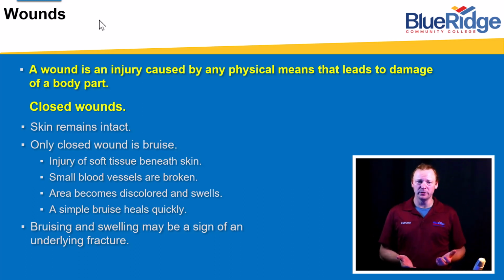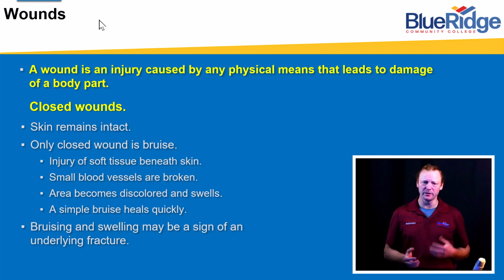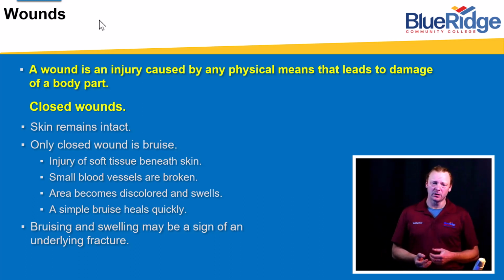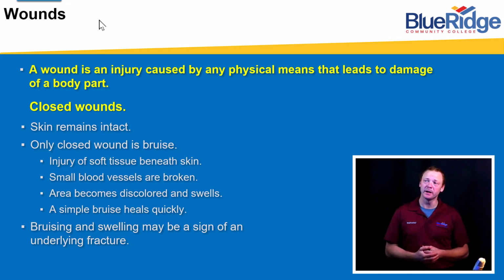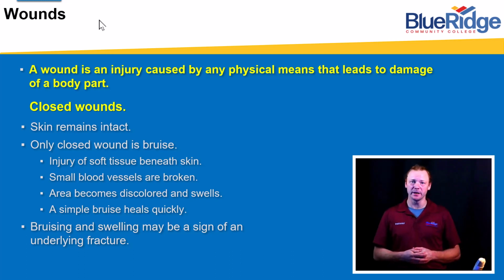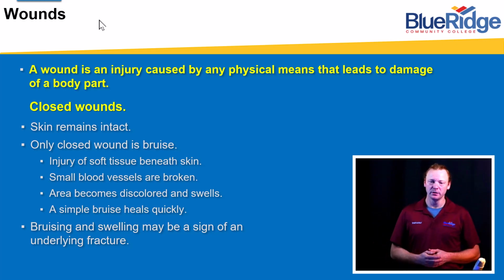One closed wound is a bruise, an injury of soft tissue beneath the skin. The small blood vessels are broken. The area becomes discolored and swells as the blood seeps into the tissue. And typically these bruises will heal quickly if they're minor. But also keep in mind that bruising and swelling may be a sign of an underlying fracture or a more serious injury within the skin.